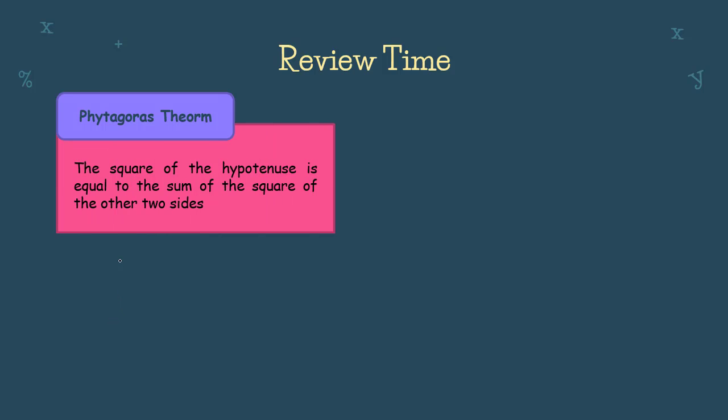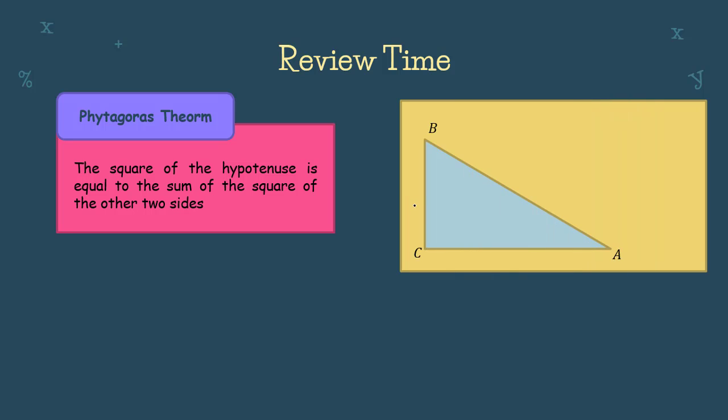So this is the definition of Pythagoras theorem. The square of the hypotenuse is equal to the sum of the squares of the other two sides. So you have to remember this definition, okay? Or if we sketch it into the right angle triangle ABC like this, the formula will be a squared plus b squared is equal to c squared. C is the right angle.